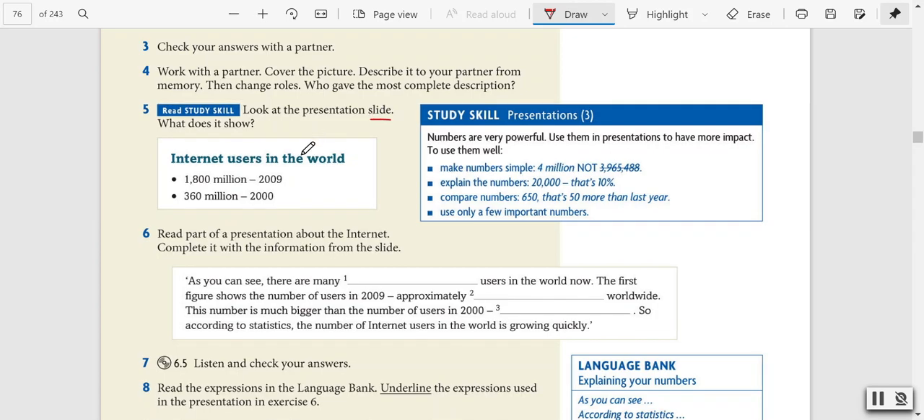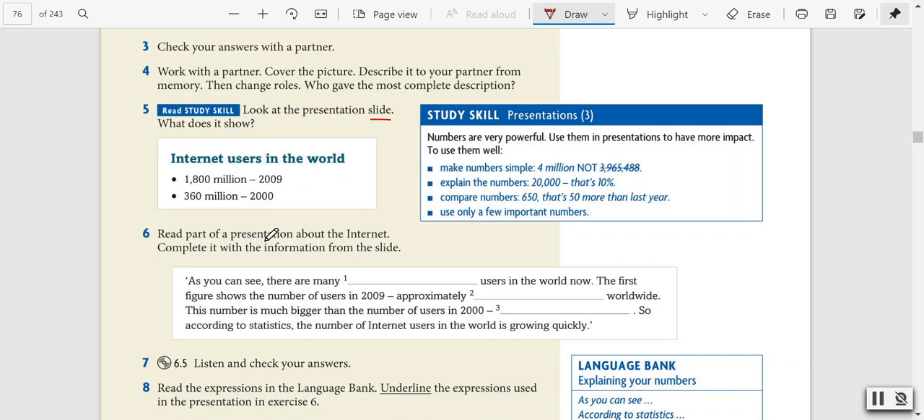In 2000 we have only 360 million people who use the internet, but in 2009, 1,800 million people use the internet. Look at this. We have a big difference between them.